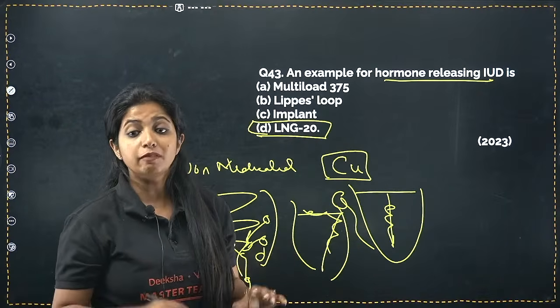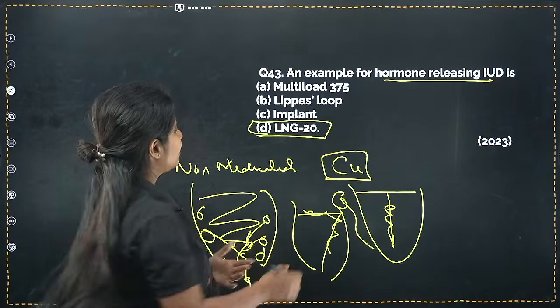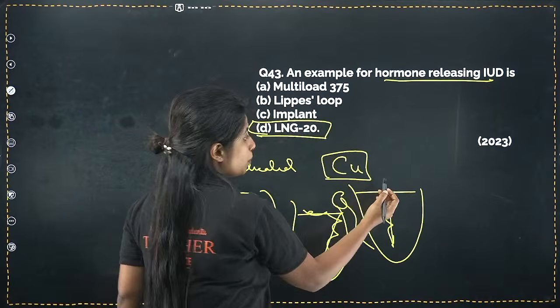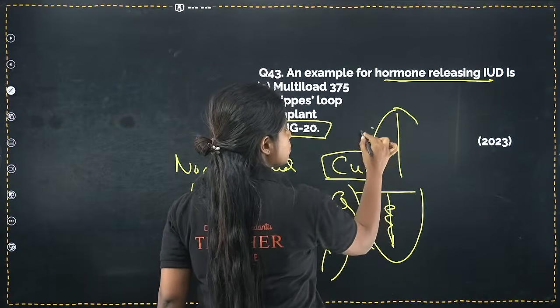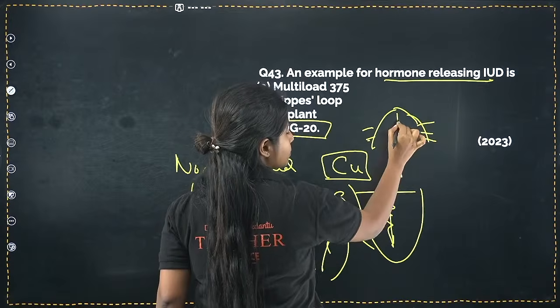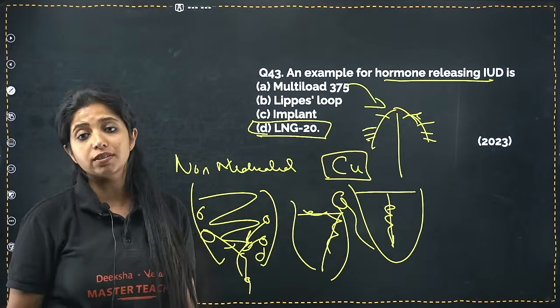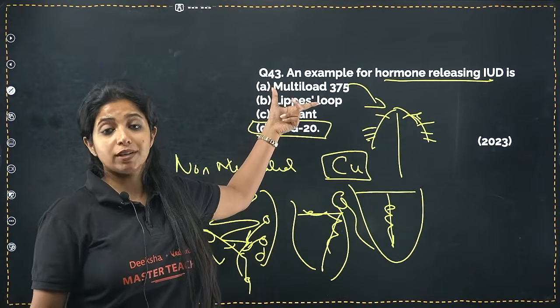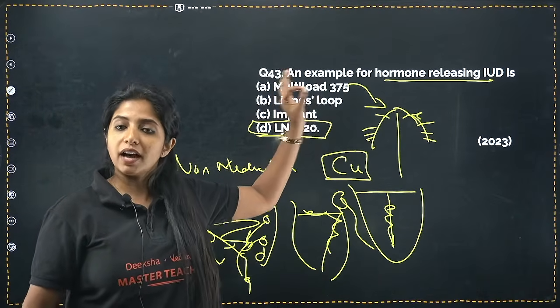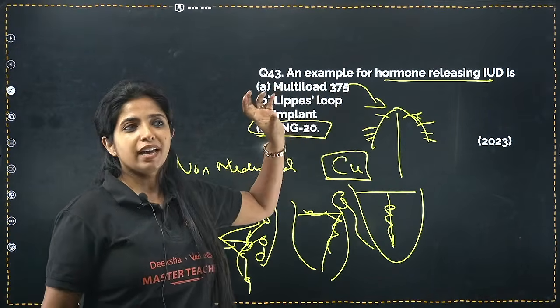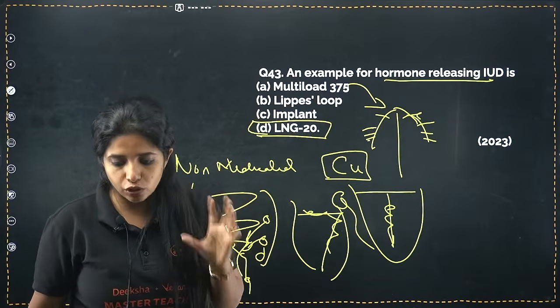Then you have one example which we somewhat forget, and that is what? Multiload 375. So Multiload 375 is where so much amount of copper is going to be released. It looks something like this. It is Multiload 375, that is a copper releasing IUD. Sometimes we think that it is a hormone releasing IUD. No, it is a copper releasing IUD, where 375 mm or something like that of copper is being used.